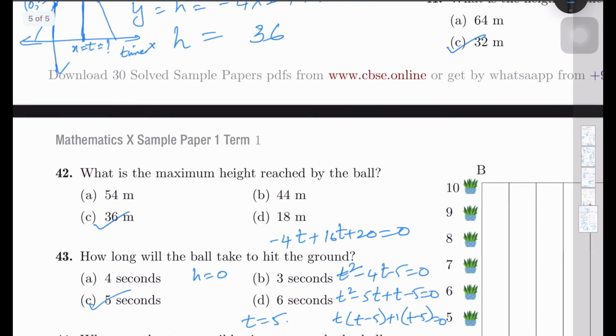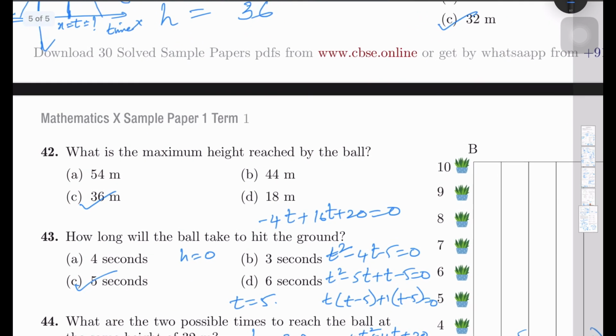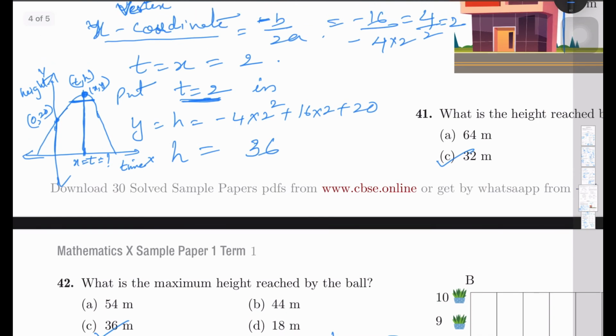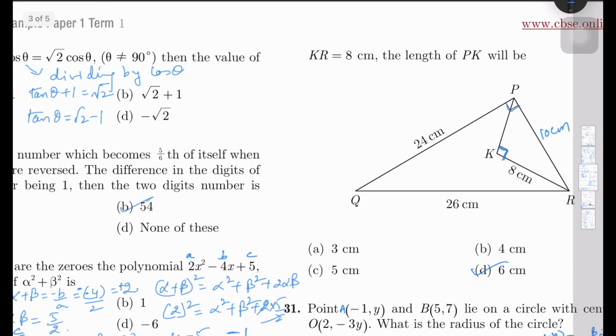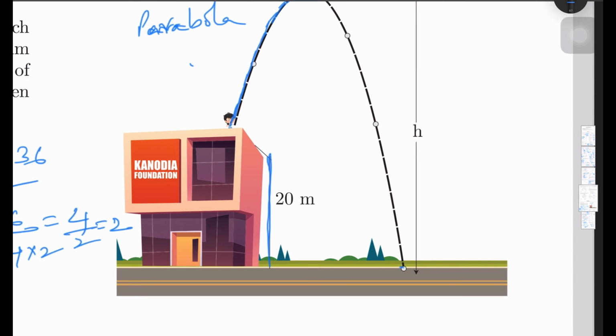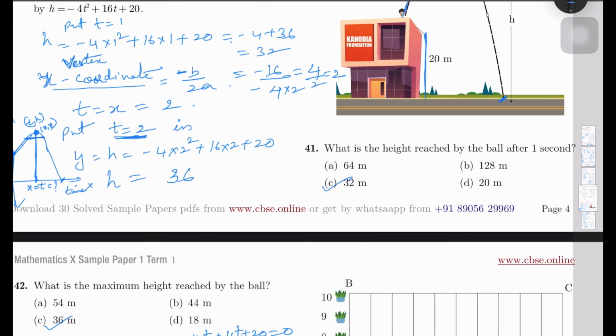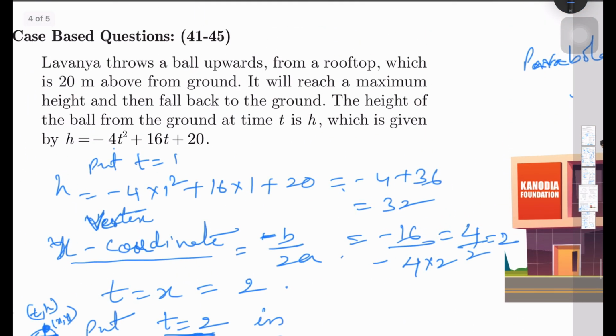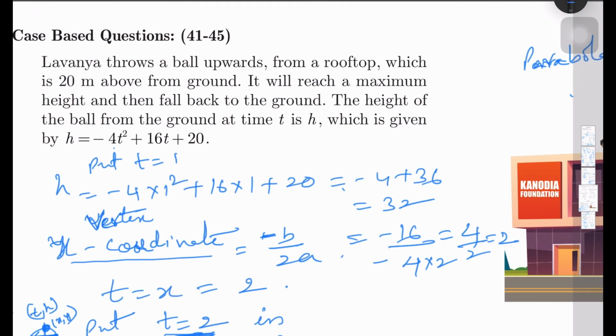Next, how long will the ball take to hit the ground? When the ball is hitting the ground, when you're throwing it from here and the ball is going from here, the height will become nothing but 0 at this point. So we are going to take the equation given to us, minus 4t square plus 16t plus 20, and set it equal to 0.